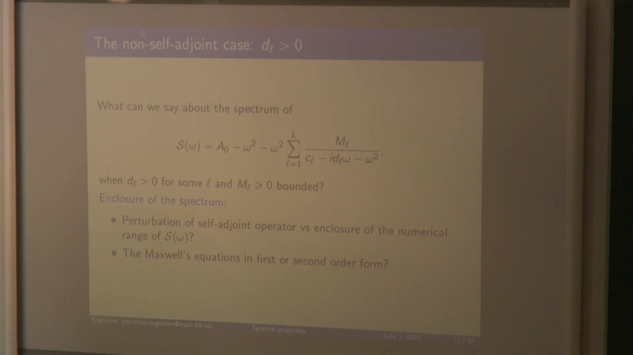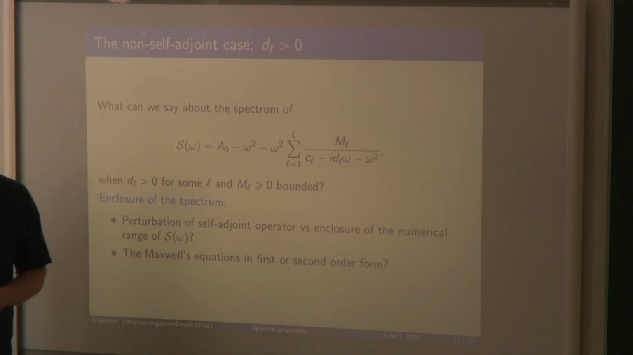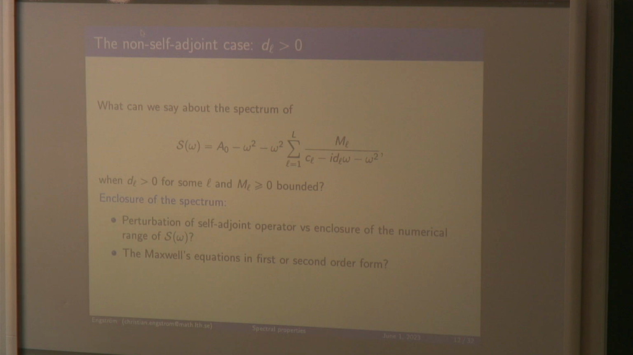Then we could think about using this block operator matrix and doing some perturbations. We will do that. And then I will also look at an enclosure based on the numerical range of the rational function. And in the end, I will also look at how different formulations of Maxwell's equations give you different kinds of bounds also.